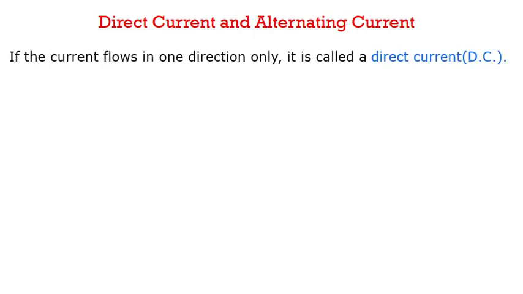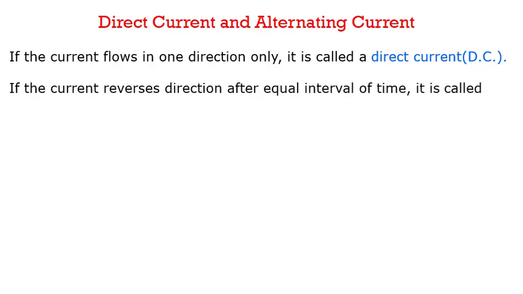Now let us move to the next topic. The topic is direct current and alternating current. If the current flows in one direction only, it is called direct current, and if the current reverses direction after equal interval of time, it is called alternating current.